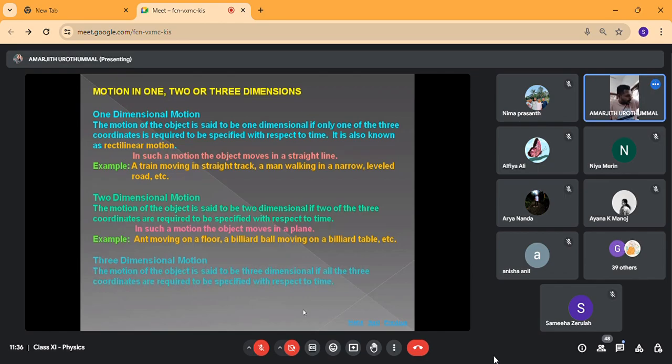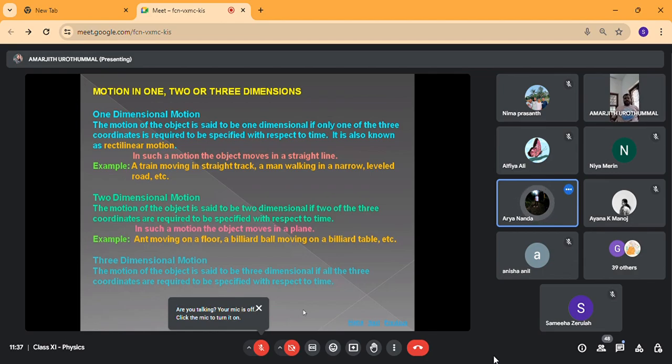Examples? Motion of a bird. Motion in space. Yes, a bird flying is an example of three-dimensional motion. More examples, please. So many are there. Motion of an aeroplane. Aeroplane. Next.